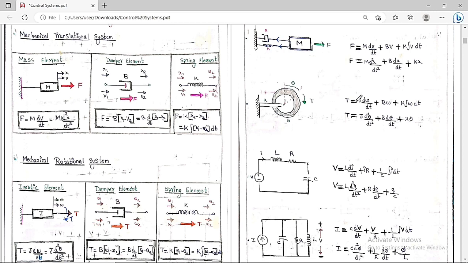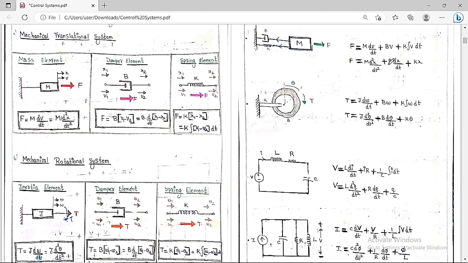Comparing all these equations, this is a mechanical system, this is a rotational system, this is a series system, and this is a parallel system. So here F, here T, here V, and here I are all analogous. So force is analogous to torque, torque is analogous to voltage, and voltage is analogous to current. Similarly, mass is analogous to moment of inertia, moment of inertia is analogous to inductor, and inductor is analogous to capacitor. You can see this clearly from this one.